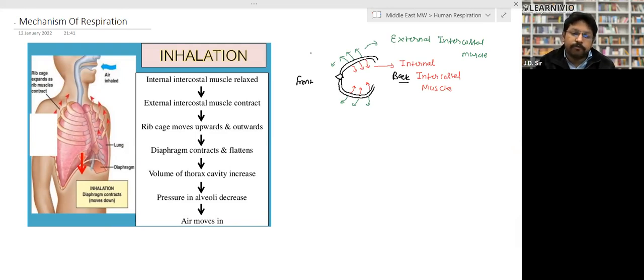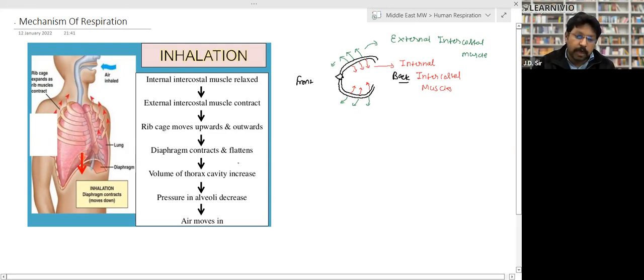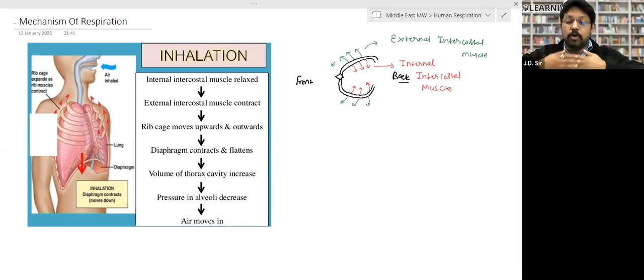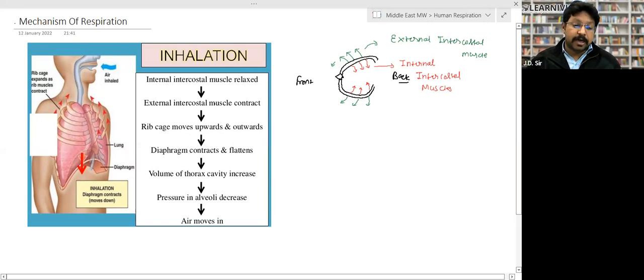Okay. You have to draw the diagram after my explanation first. So how do we inspire? What happens during breathing? When we breathe in, what happens? The internal intercostal muscles relax, right? And the external intercostal muscles contract. So when the external muscles contract, these ribs will go outside and upward. The rib cage will move upward and outside, right?